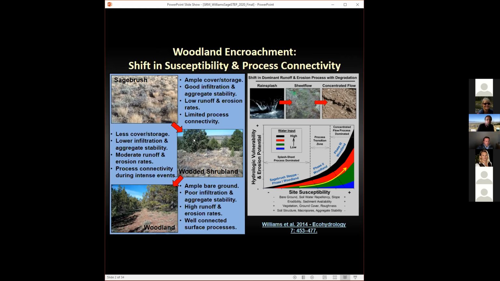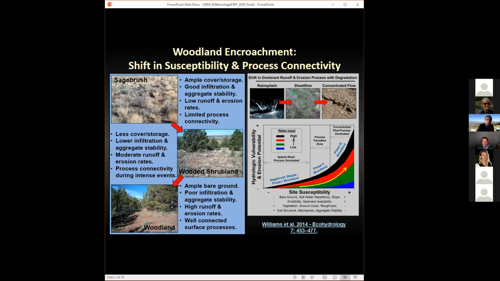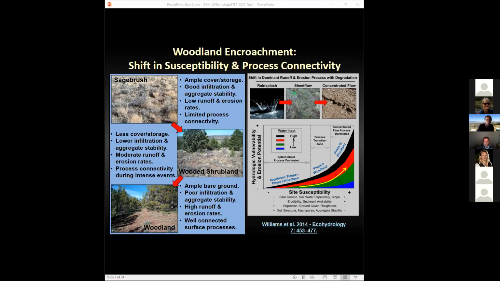And then if we think about something like the wooded shrubland that you see here, so maybe phase 2 of woodland encroachment, runoff and erosion in these systems usually occurs in those bare patches, through rain splash and sheet flow processes, and becomes a little bit more well connected than for the sagebrush communities, just because there's more extensive bare ground. Then in the later stages of woodland encroachment, like the woodland photograph you'd see in the bottom left there, there are substantial declines in understory cover that tends to propagate connectivity of bare ground, and runoff and erosion processes become more connected along hill slopes.